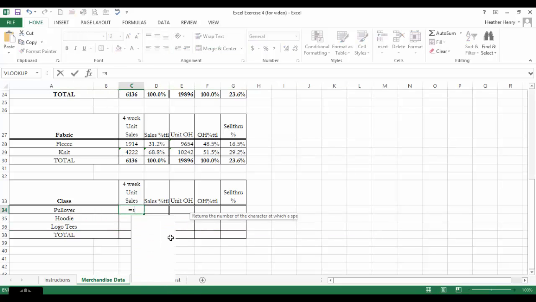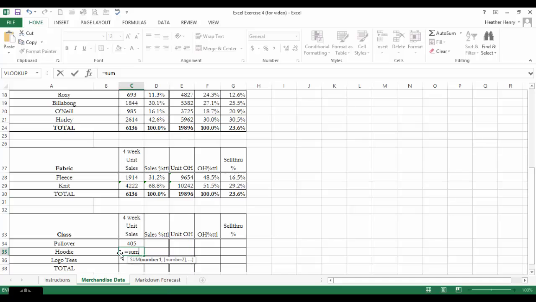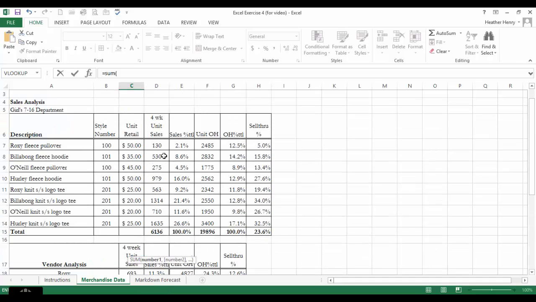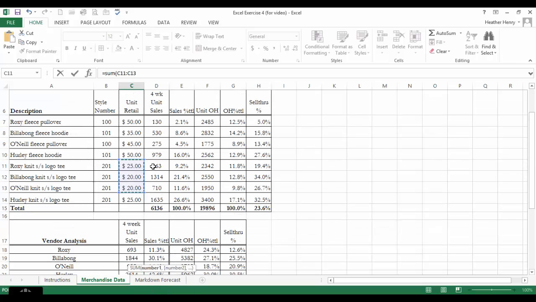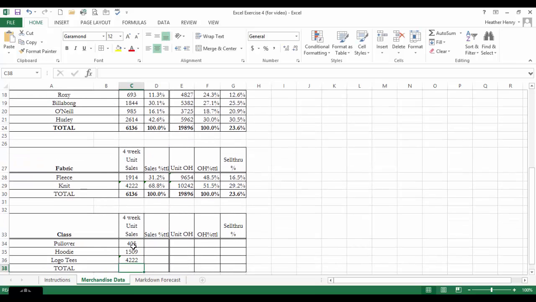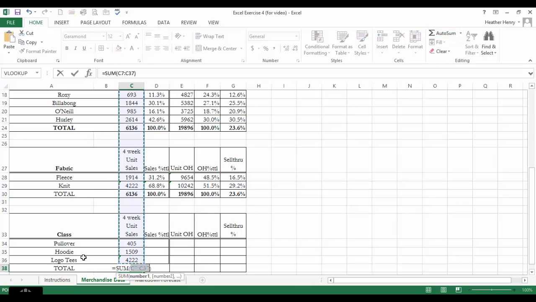So now we will go ahead and do the same thing and figure out the sum of all of our pullovers for their unit sales. I will do the same thing. Find all of the sales for our hoodies. And we can do this for our logo tees. Once again, all of these should add up to the 6,136 units.